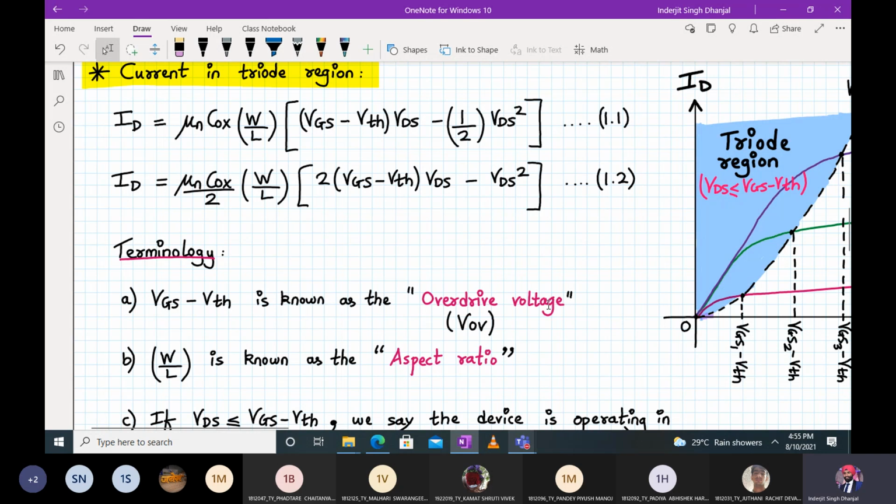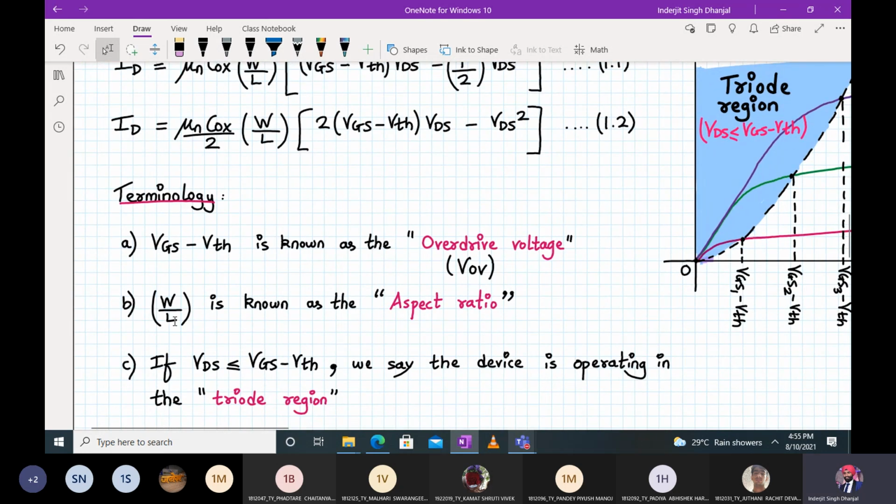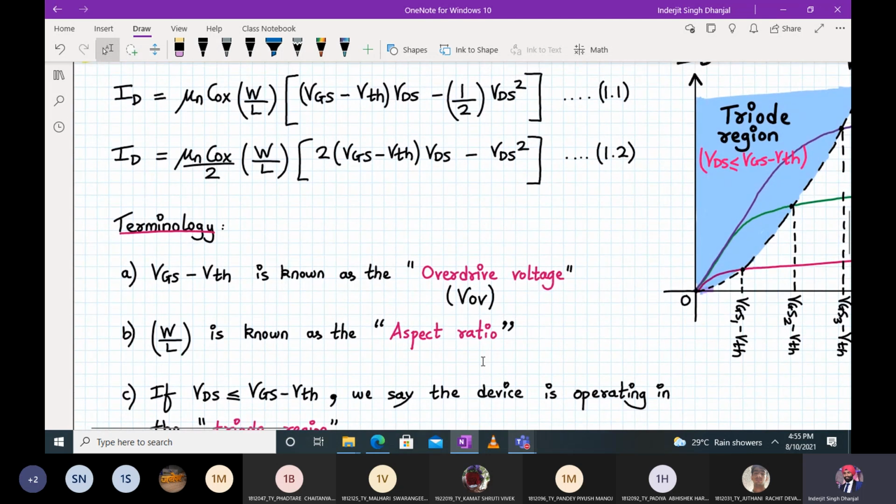Remember, whenever I say overdrive voltage from now on, it means VGS minus VTH. Next, W by L is known as the aspect ratio of the MOSFET. So whenever you hear the word aspect ratio, it means W by L.